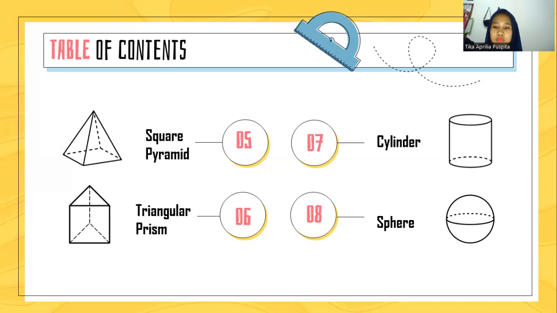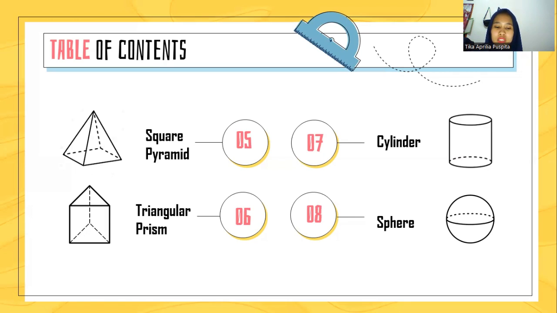And the next one is sphere. A sphere is a three-dimensional solid figure which is perfectly round in shape, and every point on its surface is equidistant from the point called the center. We can see example of this shape in balls, such as footballs or baseball.